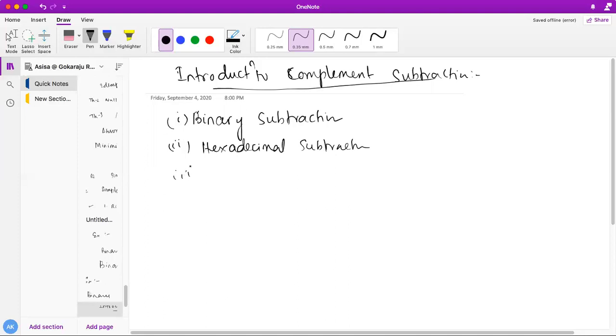Next, the third part of it is actually BCD and XS3 subtraction. Okay, so these are the different techniques of subtraction: binary subtraction, hexadecimal subtraction, and finally the BCD and XS3 subtraction.